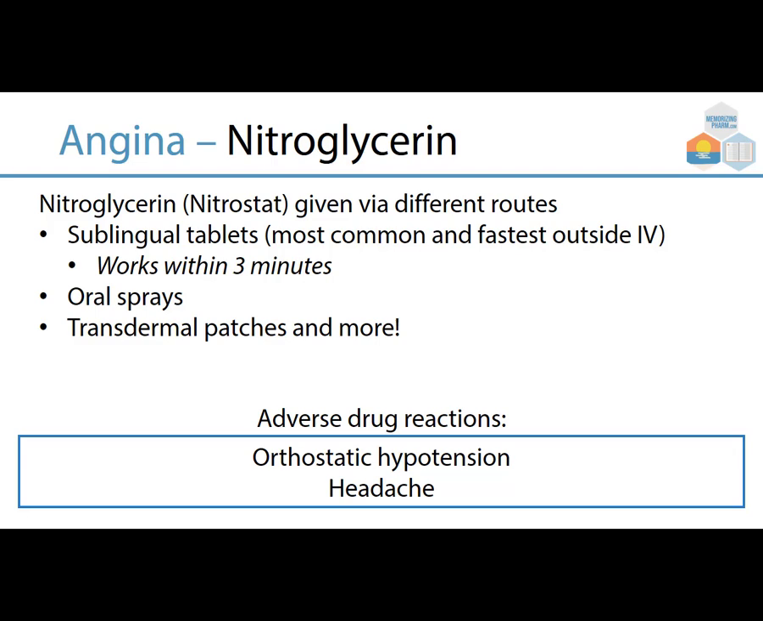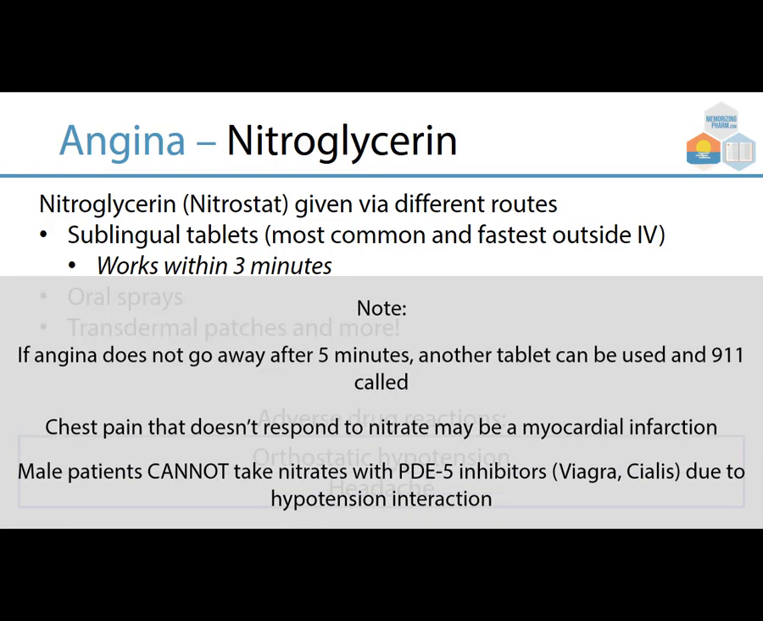The way that we deal with someone who's having a painful chest or having this angina and has to take a nitro pill is that if it doesn't go away after 5 minutes, take another tablet and call 911. The chest pain that doesn't respond to a nitrate may be an MI, or a heart attack. Male patients cannot take nitrates with the PDE5 inhibitors. Those are the Viagra, Cialis, or sildenafil, as it were, due to the hypotension interaction.